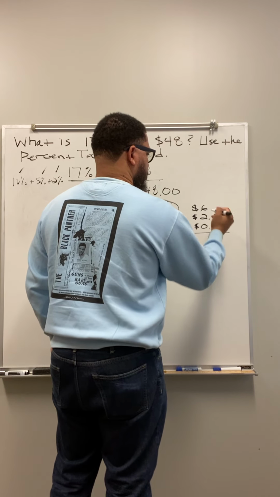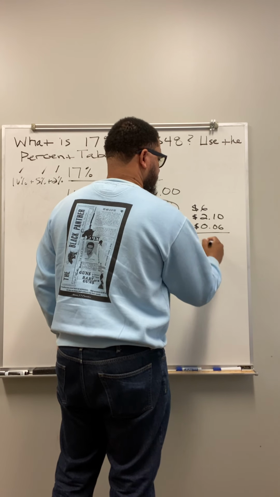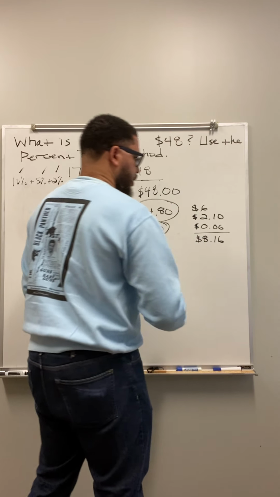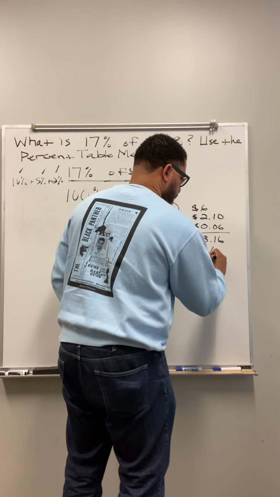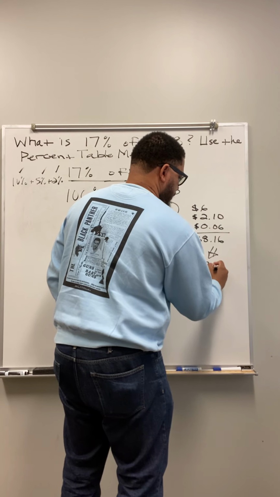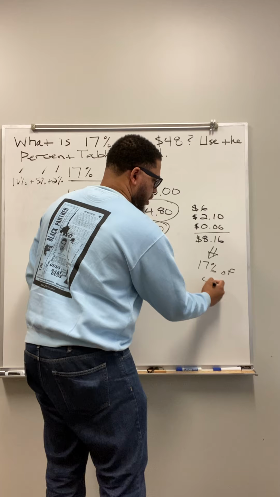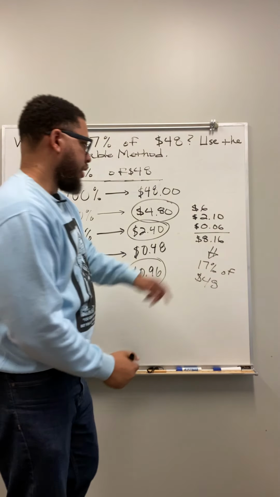So $6 and $2 is $8. $8.10 plus another 6 cents, we got $8.16. So this is 17% of $48. $8.16.